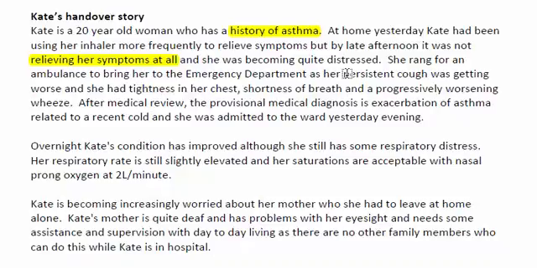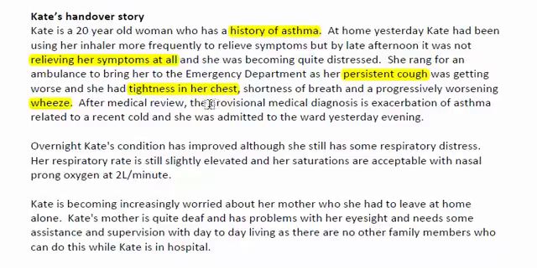When she came in by ambulance, she had a persistent cough that was getting worse, tightness in her chest, shortness of breath, and a progressively worsening wheeze. Again, this is confirmation that her asthma is uncontrolled. Also, with the pathophysiology of asthma, this tells us that her airways would be inflamed, and she's probably got a bit of secretions happening as well as a result of that asthma.